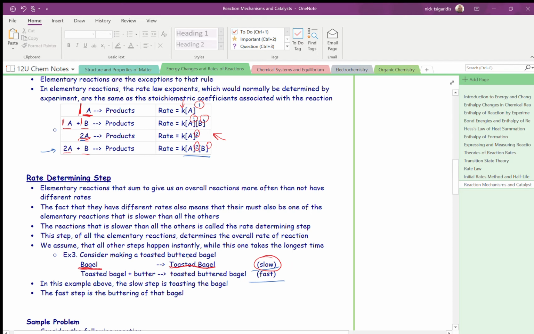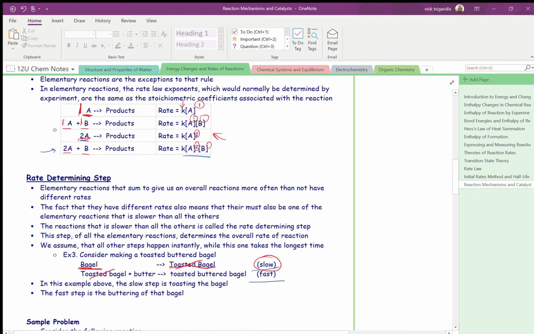But what you'll also notice is that the toasted bagel is present as a product in the first reaction and a reactant in the second reaction. So it's exactly what we were talking about earlier, being a reaction intermediate. It is subsequently consumed in the following reaction. So basically what we get is bagel goes and butter gives us a toasted buttered bagel.